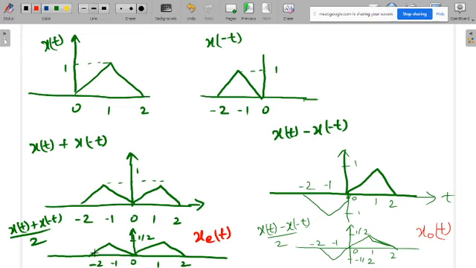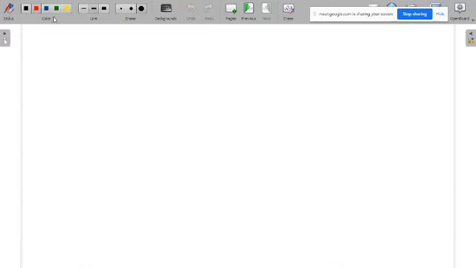Okay, so now finally we got the even part of the signal that will act like an even signal, and also the odd part of the signal that will act like an odd signal. Now we can do one cross check whether what we have done is correct or not. If you add the even part with the odd part, it will produce the original signal.